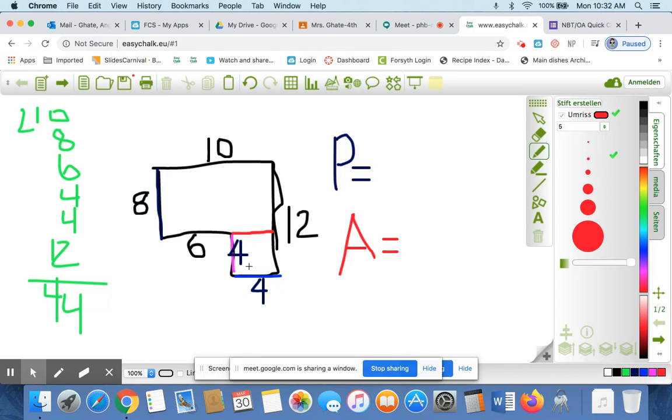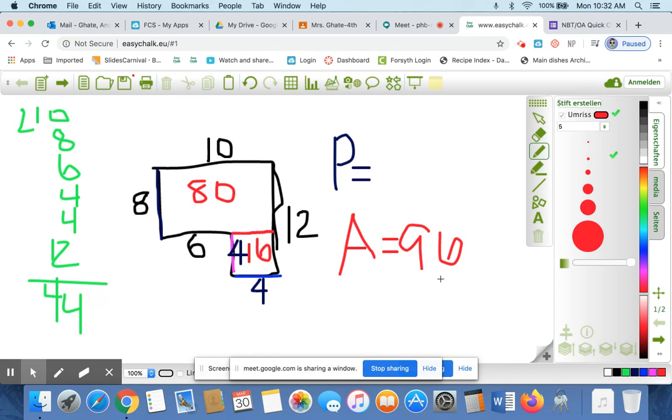So if you solved the area of this shape, I know the length is 10 and the width is 8. So 10 times 8 is equal to 80. And I know in this shape, the length is 4, the width is 4, and 4 times 4 is 16. And I end up with the area is 96. Did anyone get a different answer? Okay, so you all got 96.